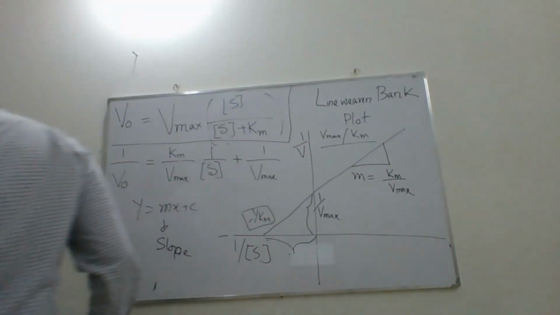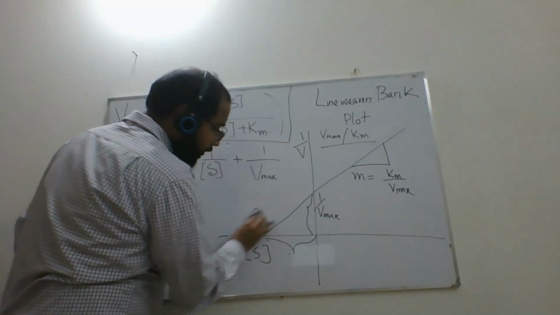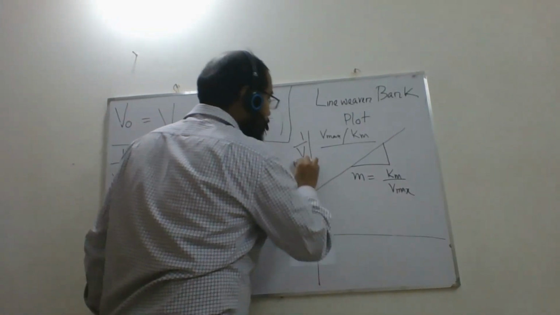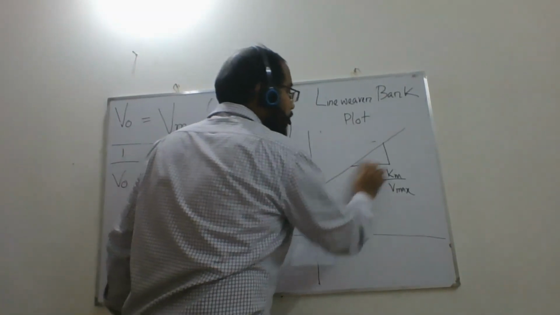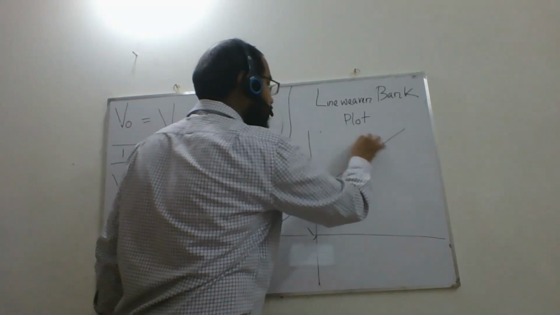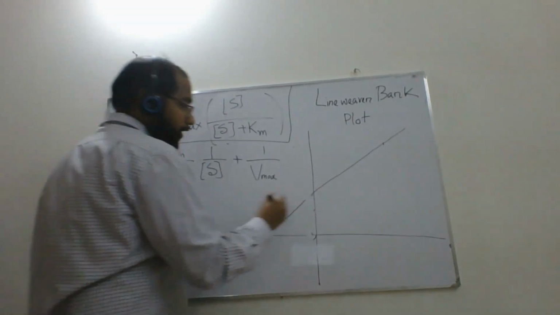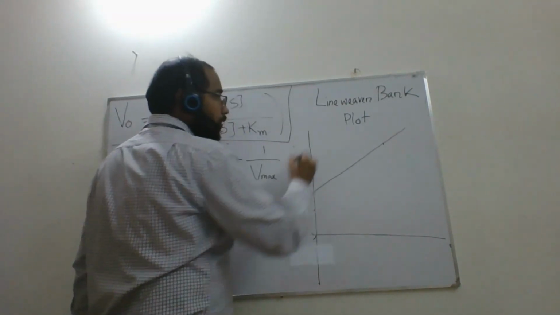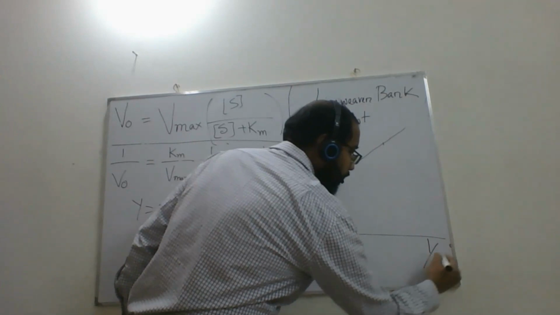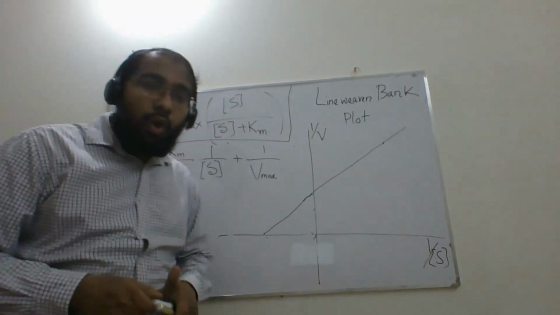Now, let me show you what will happen, how we can determine the type of inhibition from the Lineweaver-Burk plot. So you see, this is 1 by V and this is 1 by S. Okay, now this is the Lineweaver-Burk plot for the normal case.